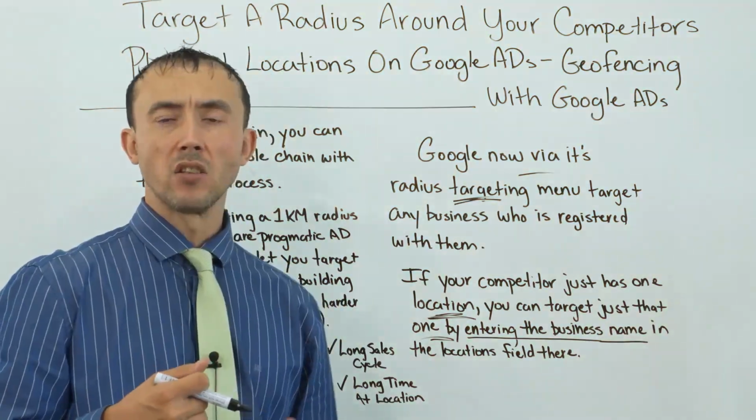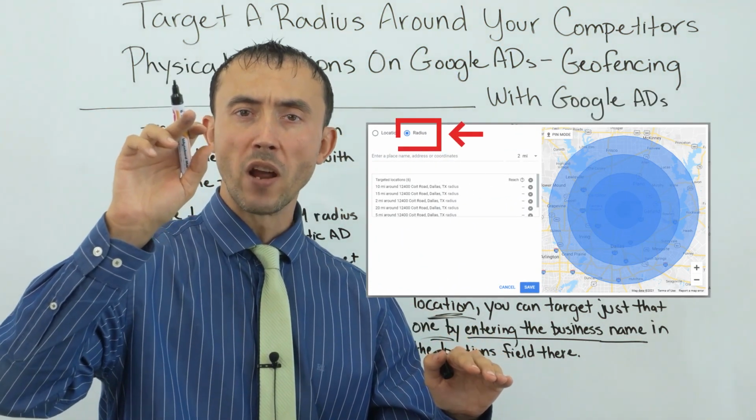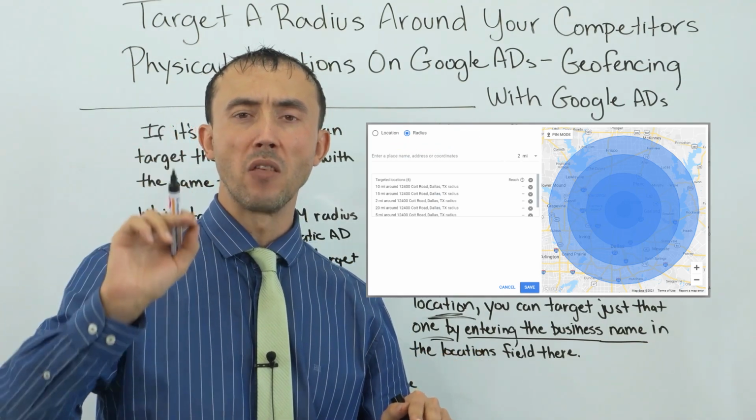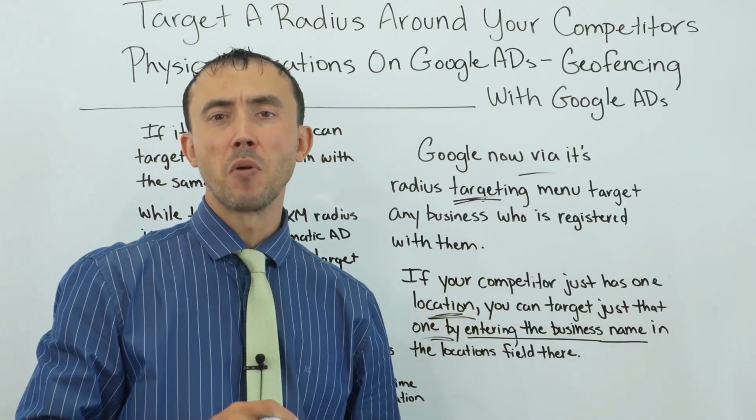So when Google asks, where do you want to target? You type in the business name itself. You have to have the radius targeting option checked, by the way. Don't have the radius option checked. If you type in a business name there, it's not going to populate for you.